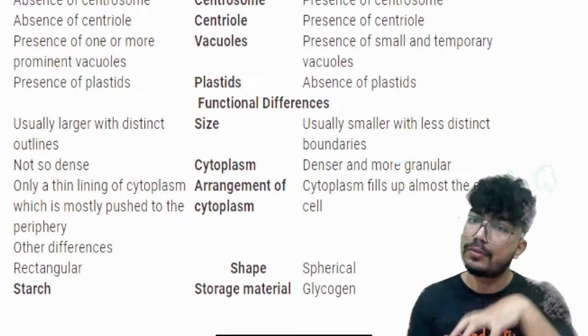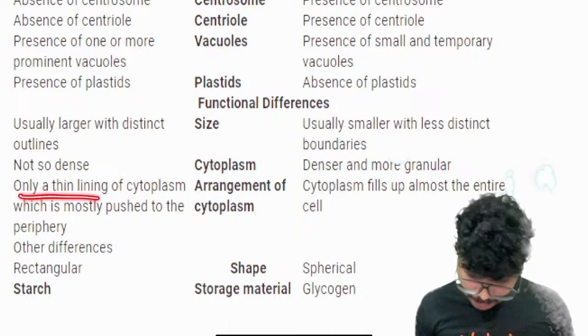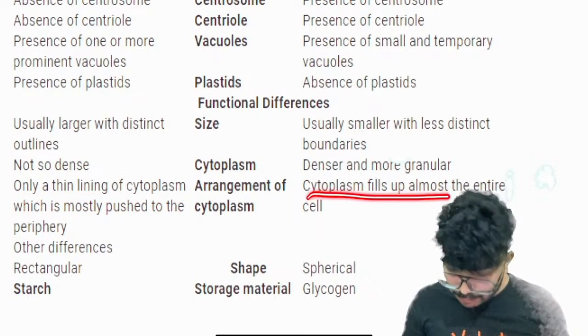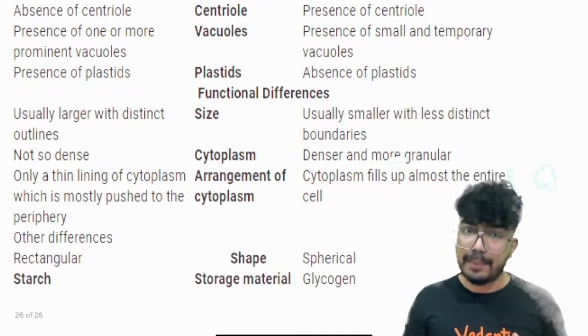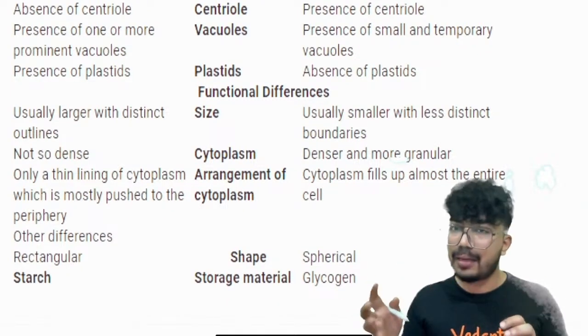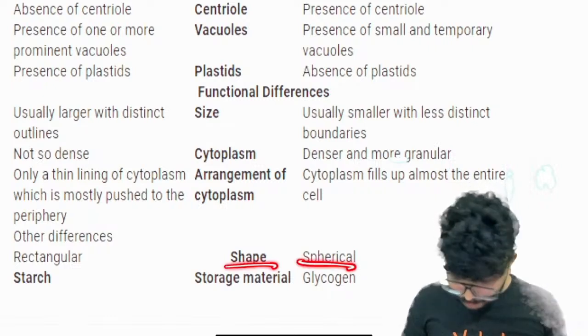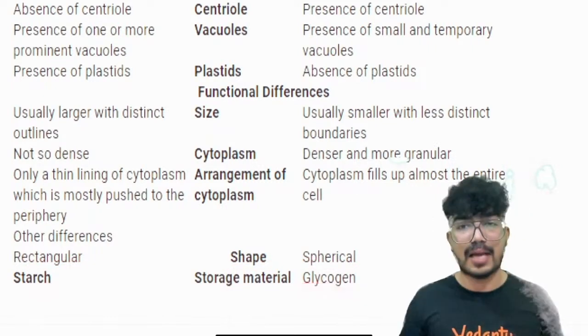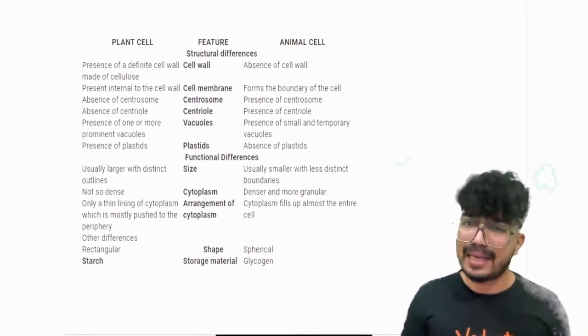Because of the presence of the large central vacuole, the cytoplasm is pushed towards the periphery. In animal cells, the cytoplasm fills up almost the entire cell. Shape: it is polygonal for plant cells, but animal cells are generally spherical. Finally, the storage material for animal cells is glycogen. For plant cells, it is starch. So you have to memorize this table by heart.